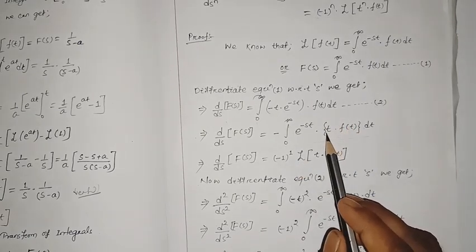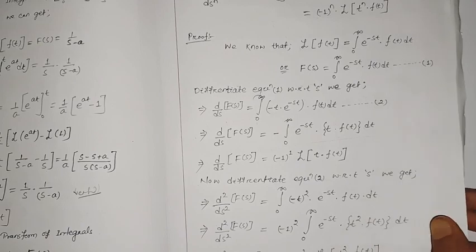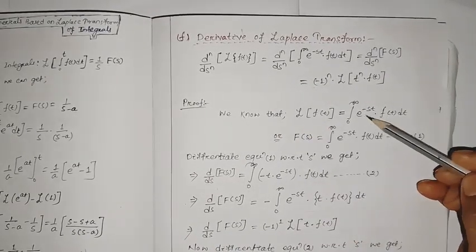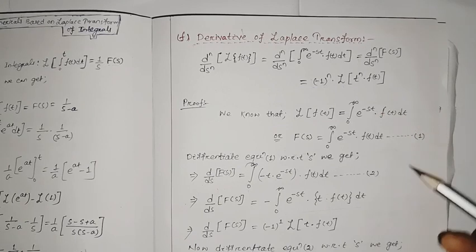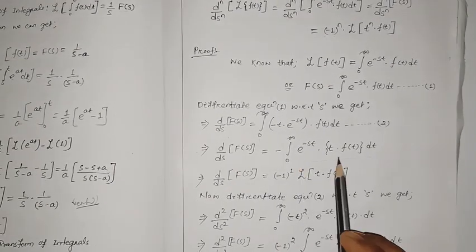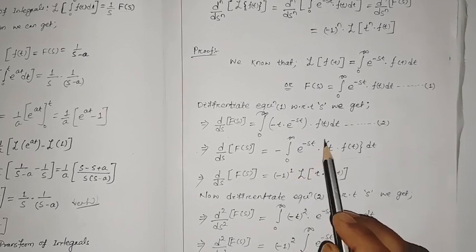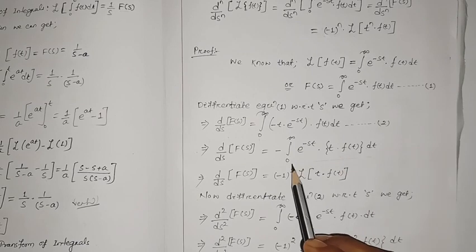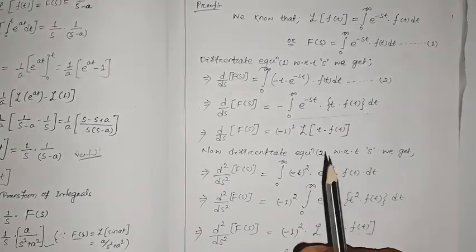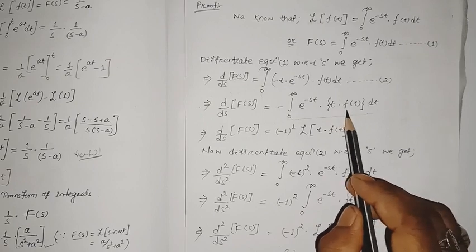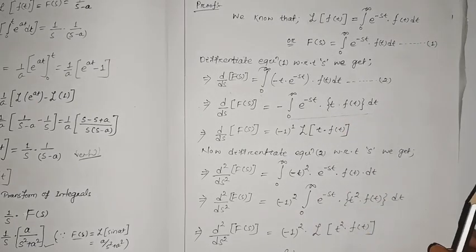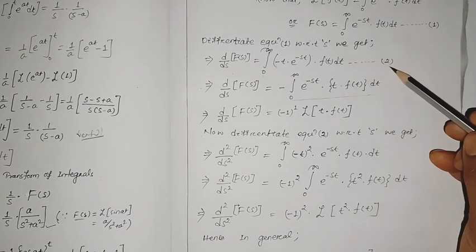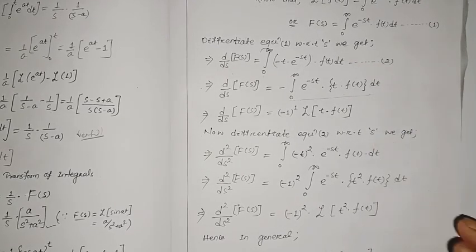This function is nothing but t into f of t, because in general we know that the Laplace transform of a function is integral from 0 to infinity of e to the minus st f of t dt. So if I consider this integral, here f of t is the entire t into f of t. So this integral is nothing but the Laplace transform of t into f of t, right? Now differentiate equation number 2 with respect to s once again.